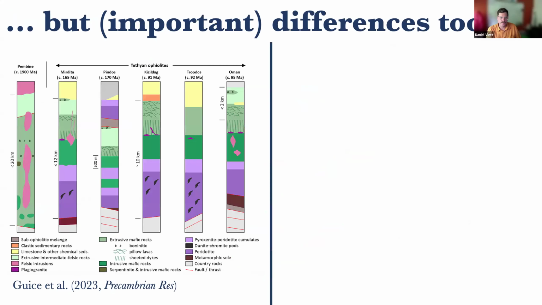So I just want to finish. This is the last slide. I just want to finish by pointing out that there are some important differences. I pointed out earlier that this volcanic stratigraphy at Pembine appears to be much greater than the volcanic stratigraphy associated with Phanerozoic ophiolites.